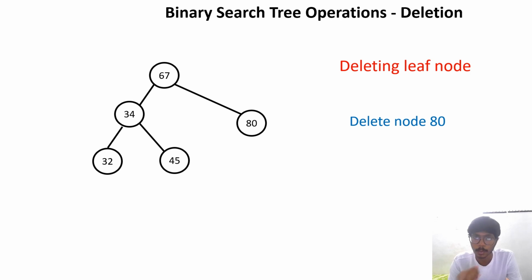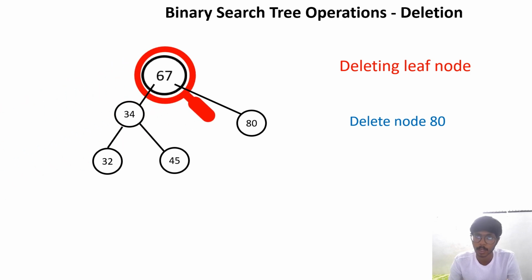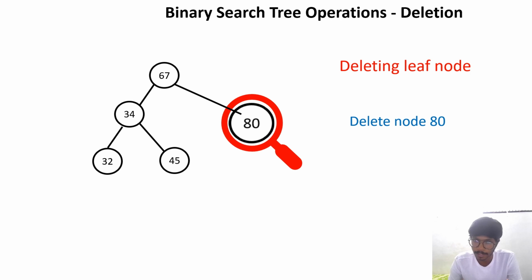Like 20, now we are going to delete the node 80. 80 is greater than 67, right? So it must be on the right side. After finding that element, we are going to delete the node 80.